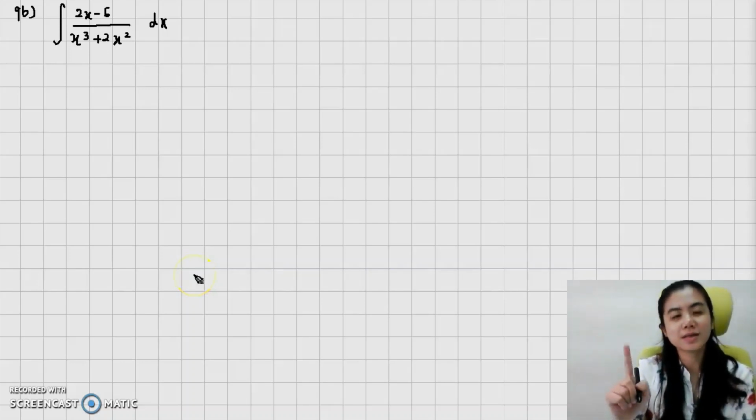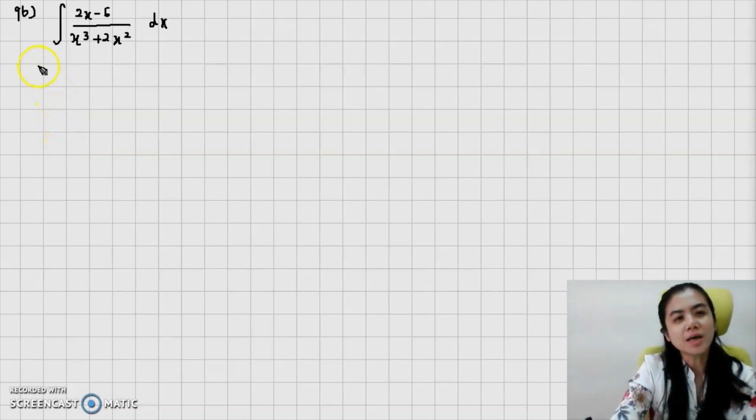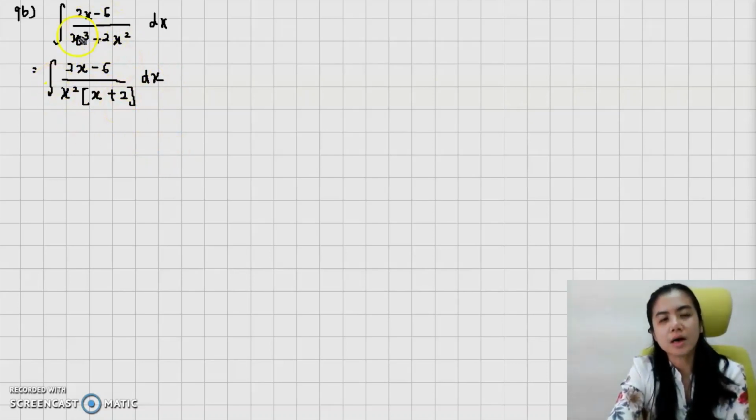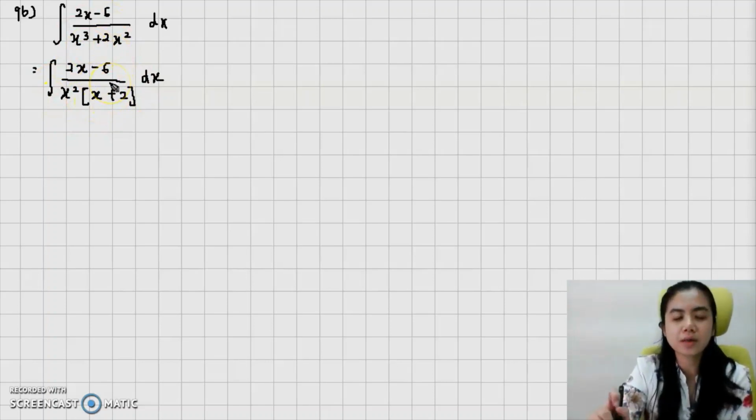Let's look at the second example here, 9b. What you have to do is factor out the x squared from the denominator. If you factor out the x squared from the denominator, you will have x squared here, and if you factor x squared from here, you basically will have x, and factoring out x squared from here, you have plus 2. That is the rational function after you have factored out the x squared.